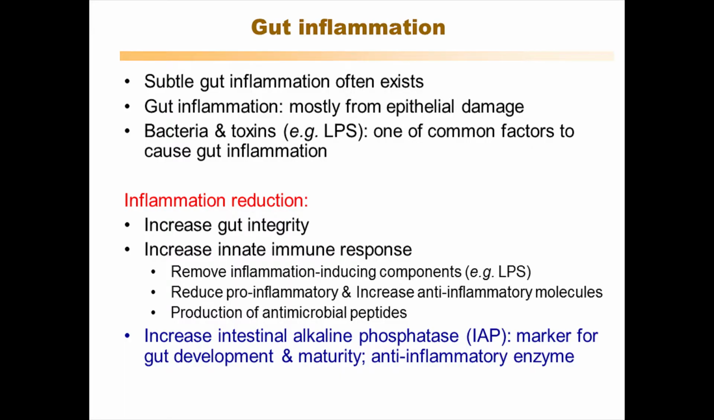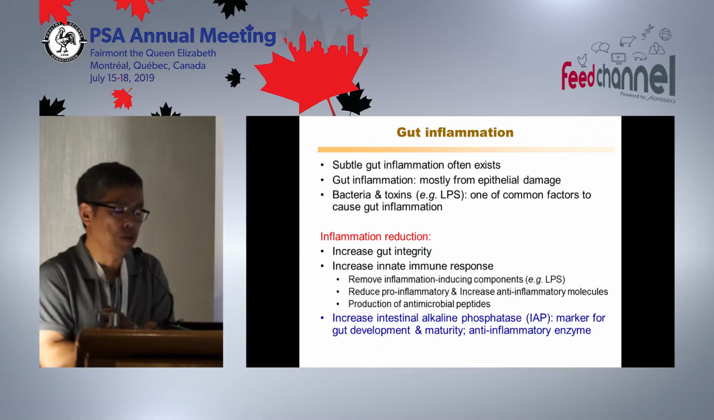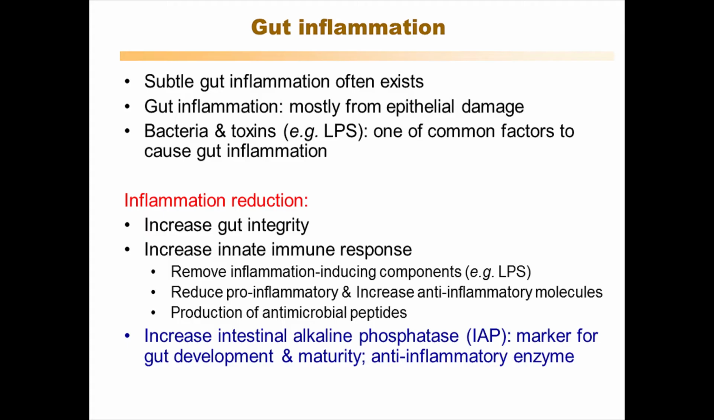So what about the gut inflammation? We know the subtle gut inflammation is always there, and it mostly results from epithelial damage. Bacteria and their toxins, for example LPS, are one of the common factors causing gut inflammation. So can we reduce the inflammation? I think if we can increase the gut integrity, that would be one option.